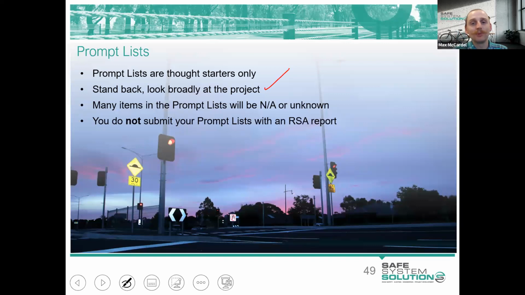Many items in the prompt list will be not applicable or unknown. You are not required to write NA or this does not suit this project or whatever. It's just something that you can make a mental note of. And finally, you do not submit your prompt lists within an RSA. An RSA is not a filled out prompt list. It's not a way to record the risks. It's just a way to get ideas started.